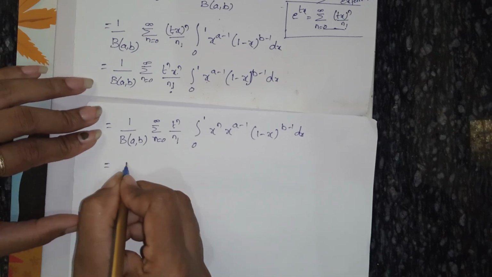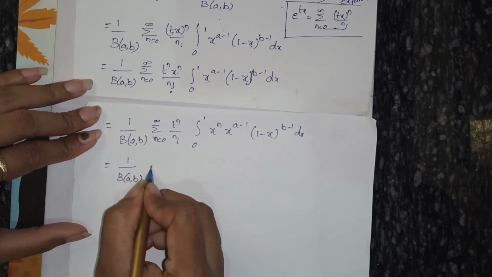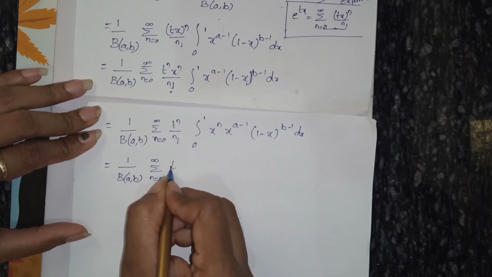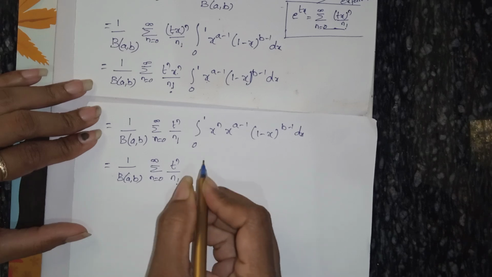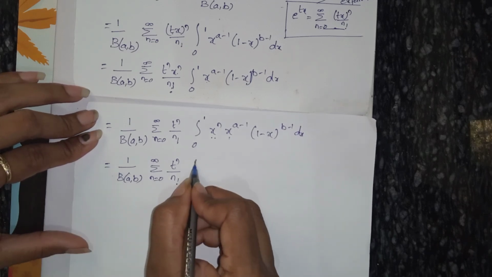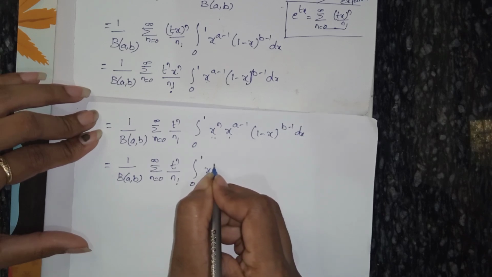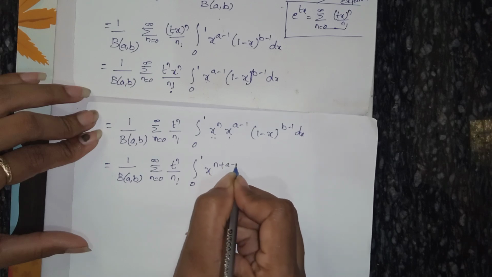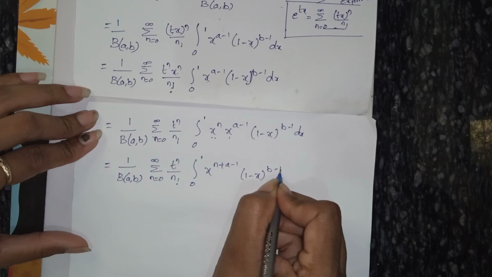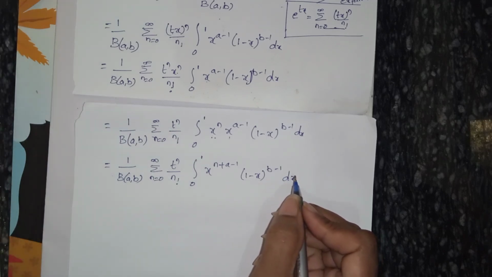So that equals 1 by B(a, b) summation n equals 0 to infinity t power n by n factorial. Here the bases are equal, so the powers should be added. So integration 0 to 1 of x to the power of n plus a minus 1 into (1 minus x) to the power of b minus 1 dx. Okay, so next, what can we do here?